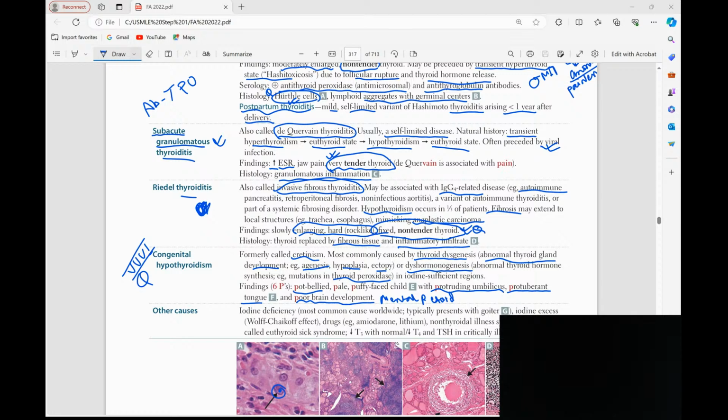And the most common, when we are getting confused: what is the most common cause of hypothyroidism? We go with complex topics, but this is important and has also been asked. It is the most common cause worldwide, and it presents with goiter. What is the most common cause of goiter? Iodine deficiency. What is the most common cause of hypothyroidism? Iodine deficiency.